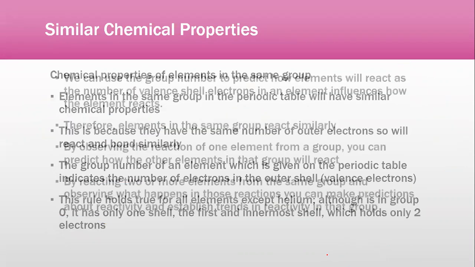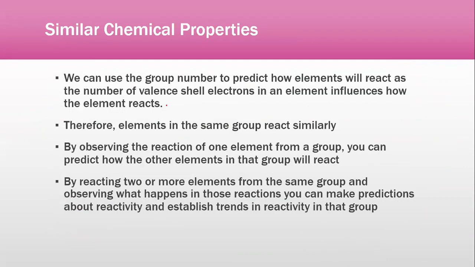We can also use the group number to predict how elements will react, as the number of valence shell electrons in an element influences how the element actually reacts. Therefore, elements in the same group react similarly. By observing the reaction of one element from a group, you can predict how the other elements in that group will react. Because I told you, they all have similar chemical properties. Why do they have similar chemical properties?